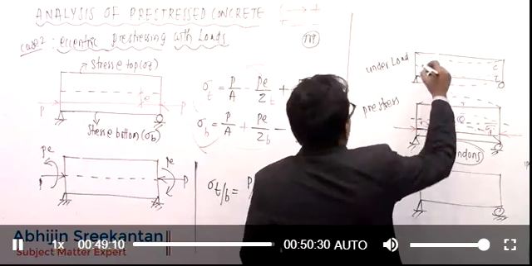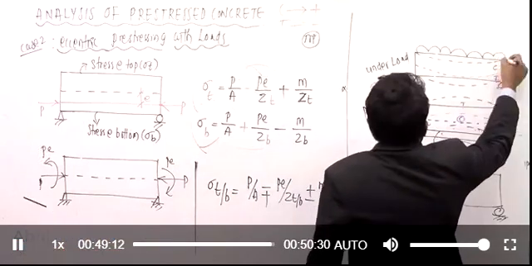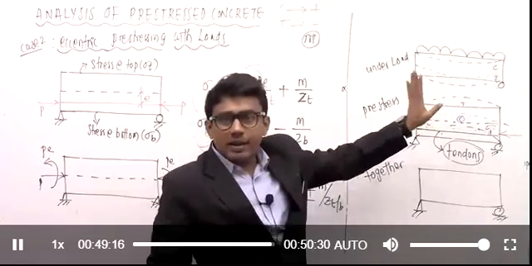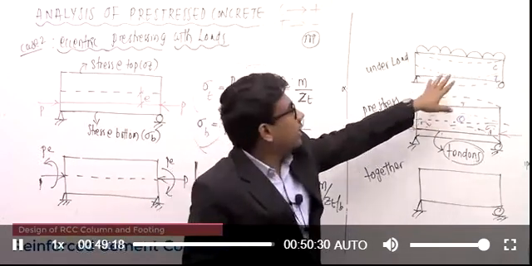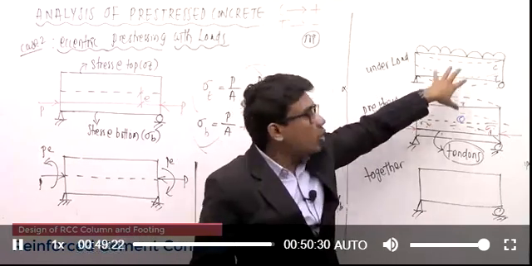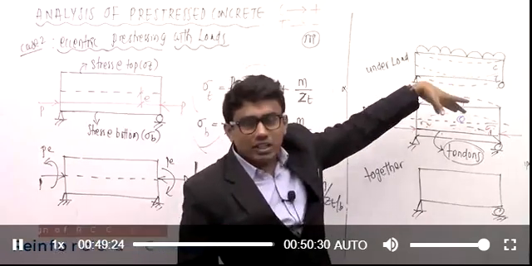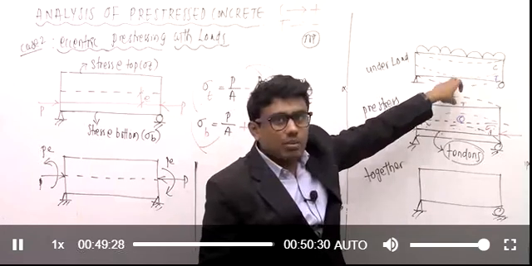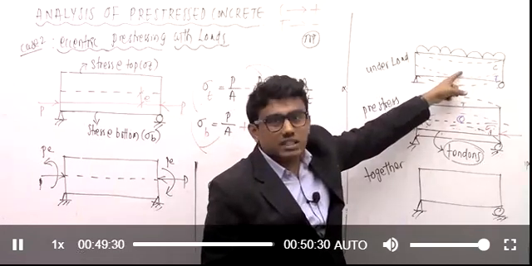Suppose we are having some load in the beam. Due to the load, there will be bending moment in the beam. Due to bending moment, there will be stresses generated in the beam. Due to this load, it deflects like this, and bending moment will be generated and deflection will also be there. When the beam deflects like this, above the neutral axis the nature of stresses will be compressive.